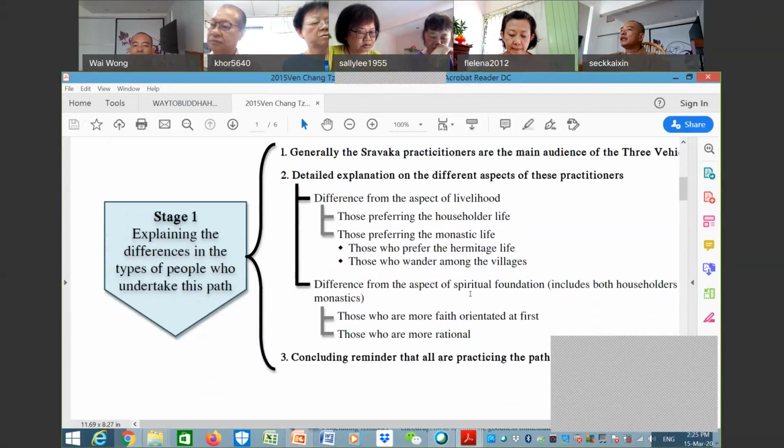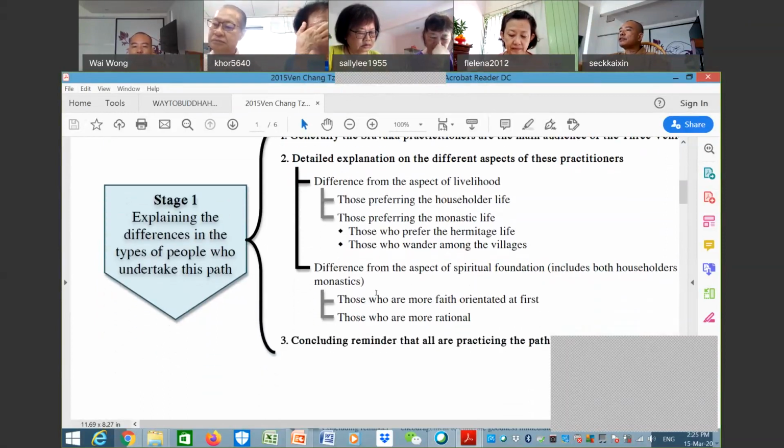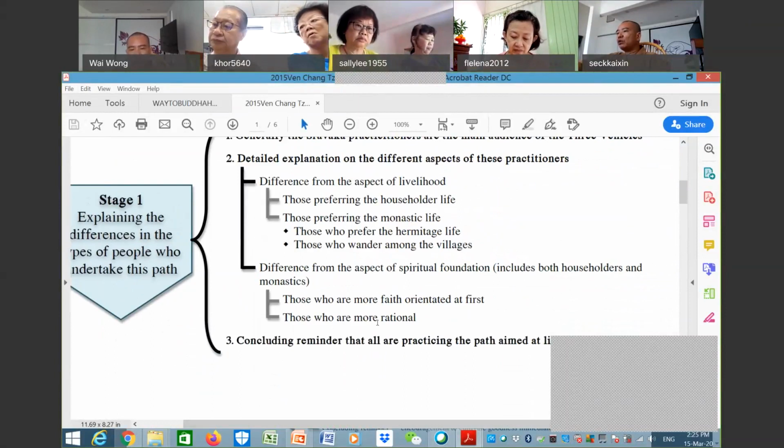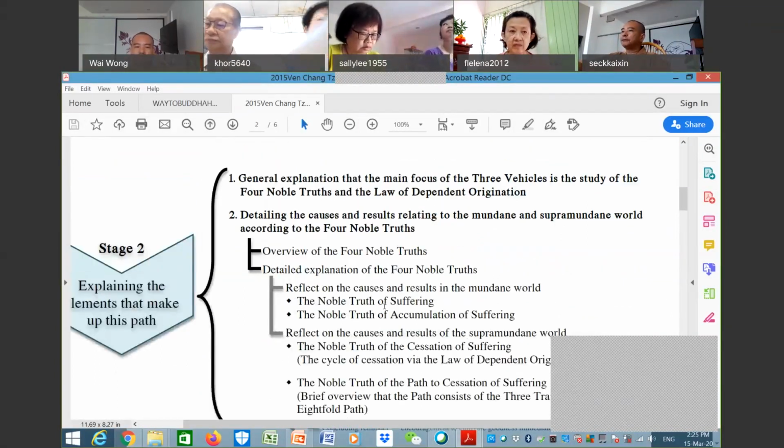All right. Then we have the differences from the aspect of spiritual foundation, including both householder and monastic. Those who are more faith-oriented at first and those who are more rational. Okay. I think until now, you know yourself very well, whether you are a faith-oriented person or a rational-oriented person.